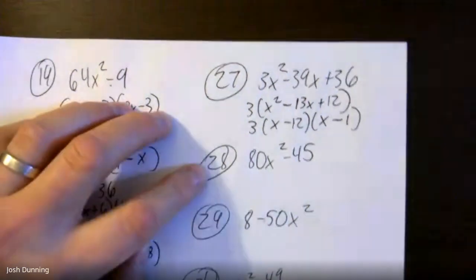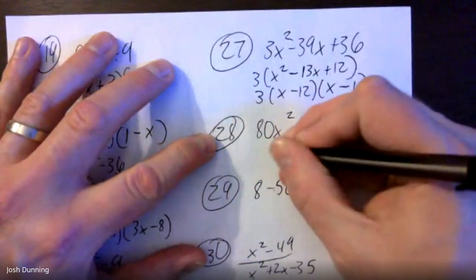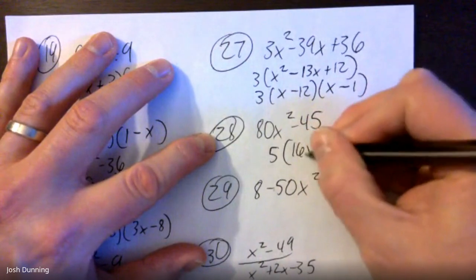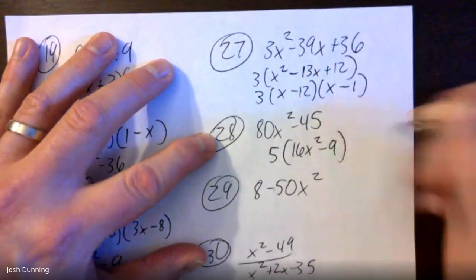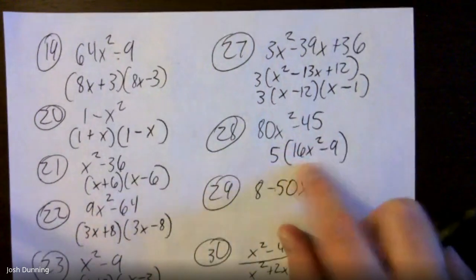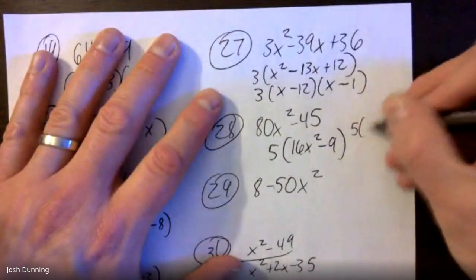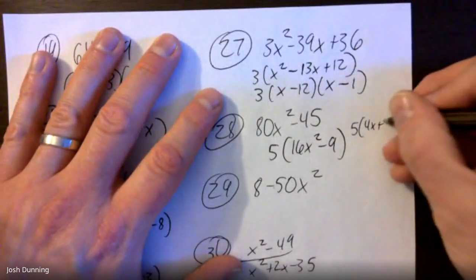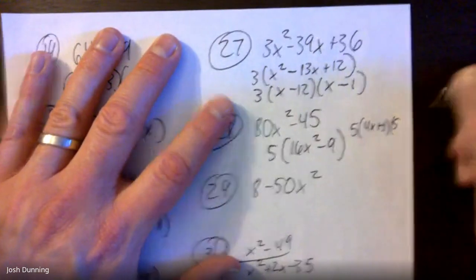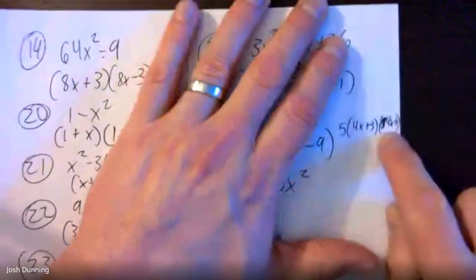Now, 28. GCF, you can divide those both by 5. Then you look, hey, this is dots. Perfect square, minus sign, perfect square. I'll write the answer over here. 4x plus 3, 4x minus 3. Had to scrunch that one in, sorry.